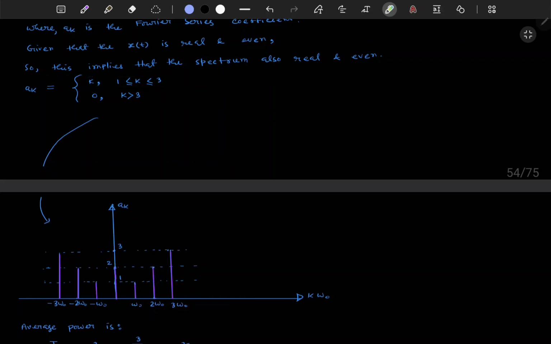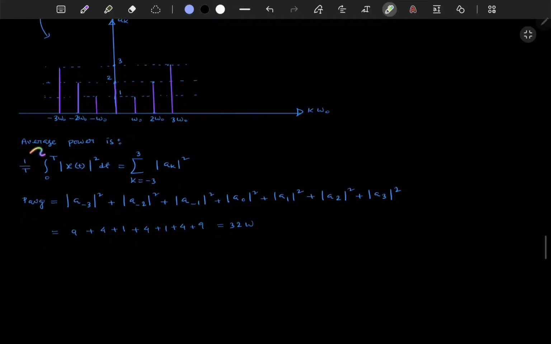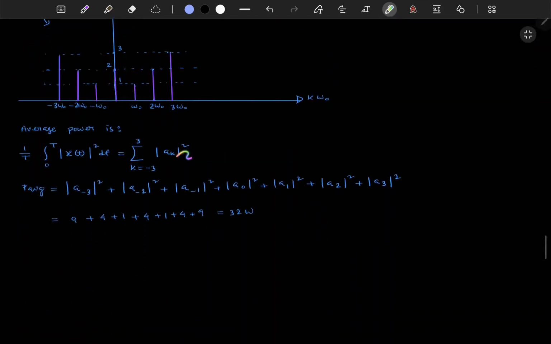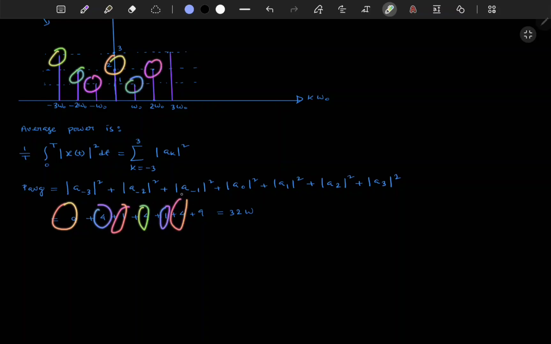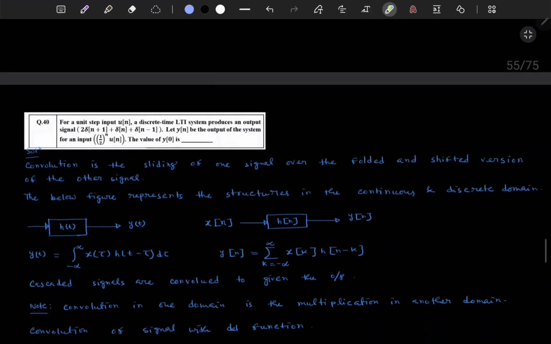And for k greater than 3 it is 0, or less than minus 3 it is 0. So the average power is 1 by capital T integration 0 to capital T of mod of x of t squared dt. That is the summation of the coefficient's magnitude squared only from minus 3 to 3 for k. So you can calculate this: 3 squared 9, 2 squared 4, 1 squared 1, 2 squared 4, 1 squared 1, 2 squared 4, 3 squared 9. So it will come to 32. This is the answer. Now the next question.